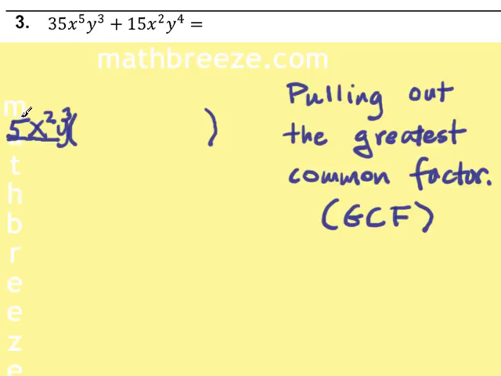Okay, 35, pull out factor 5, we're left with factor 7. X to the 5th, pull out x squared, we're left with x cubed. And y cubed is out. 15, pull out factor 5, we're left with factor 3. X squared is out. Y to the 4th, we pulled out y cubed, we're left with y.